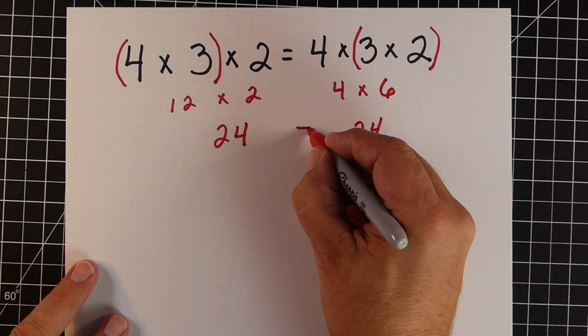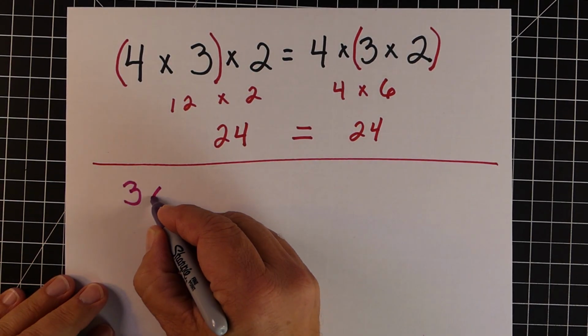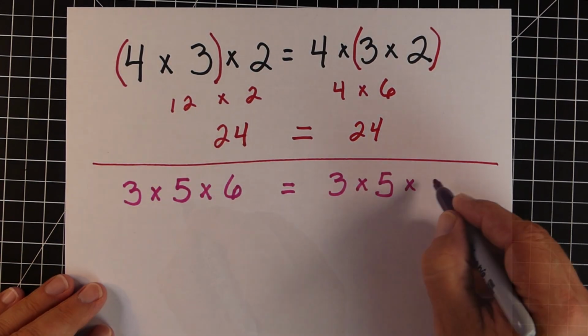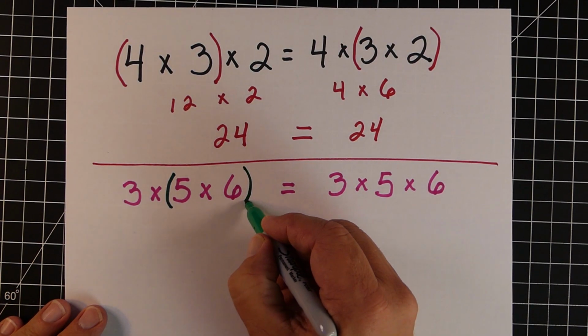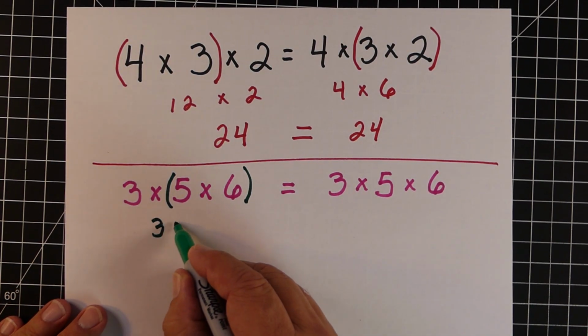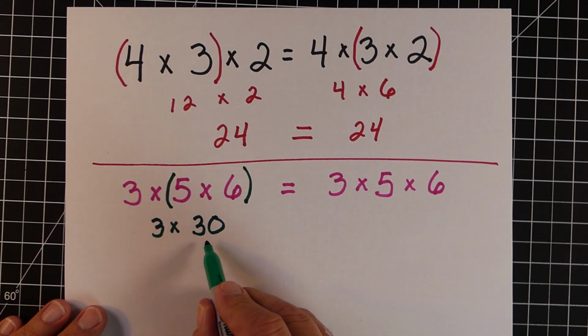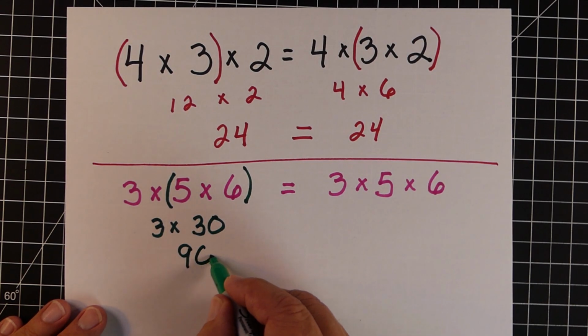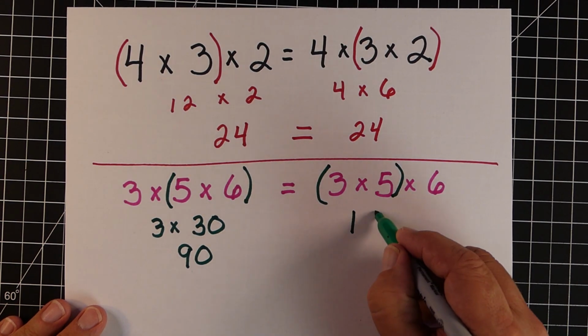So they're equal. Here's another example where we can group them together differently and get the same answer. So if I'm multiplying 3 times 5 times 6 on both sides, on the left side, if I group the 5 and the 6 together first, that's going to be 30. 3 times 30 will give me a total of 90. On the right side, if I group the 3 and the 5 together first, that's going to equal 15.